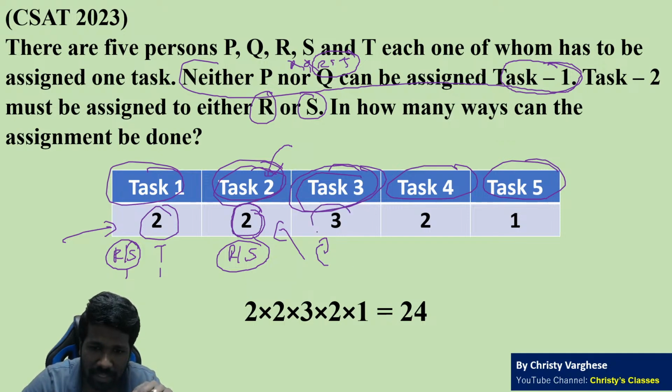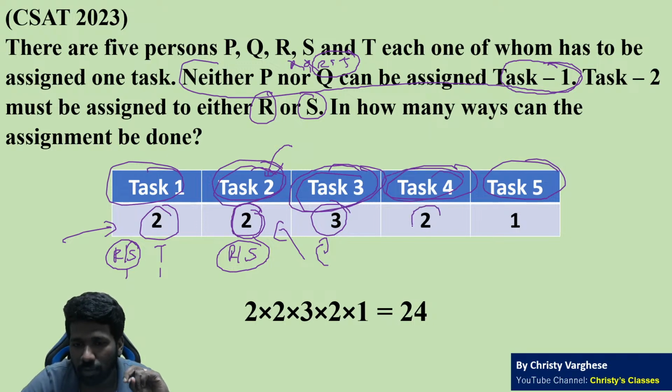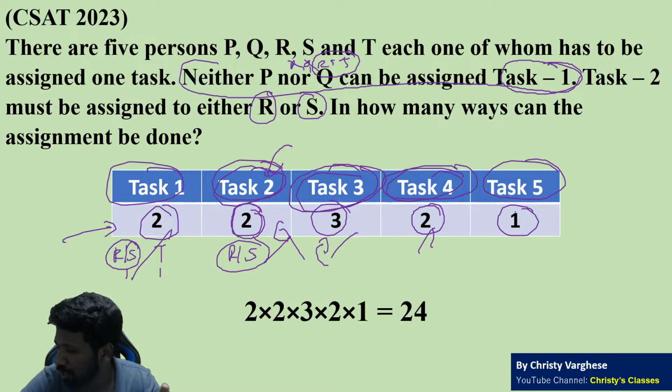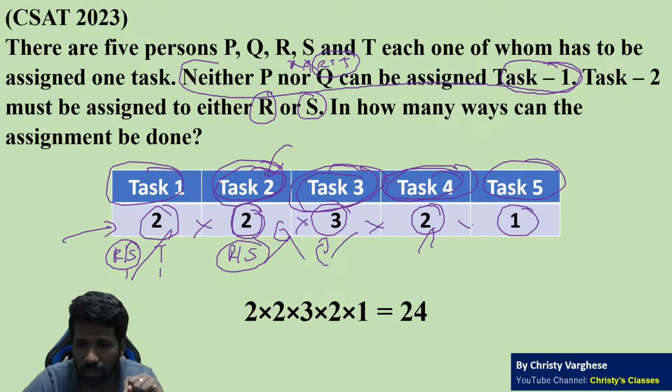That means task 3 is given to one person, so that person is also not available anymore. So task 4 can be given only to the remaining two people, any one of them. So 4 people are already used, so those 4 people are not available for task 5. There is only one person remaining. So the total number of choices will be the product of all these, using the fundamental principle of counting. So 24 is the answer.